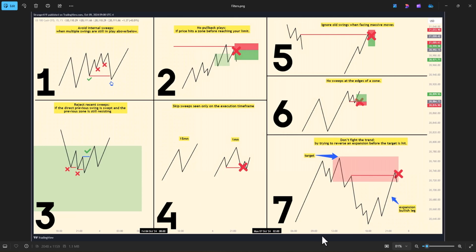Moving on to the fourth example, and this one is simple. Skip sweeps seen only on the execution time frame, or at least favor the sweeps of lows or highs that are seen on multiple time frames, higher time frames. So for example, this low right here that has been taken is not seen on the higher time frame. It is only seen on the 1 minute.